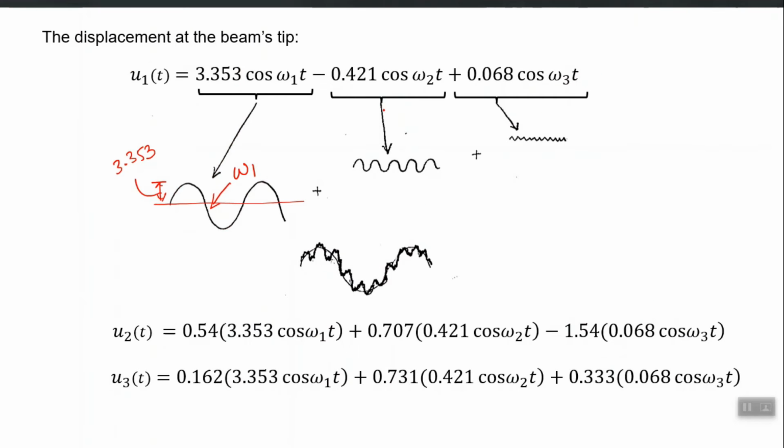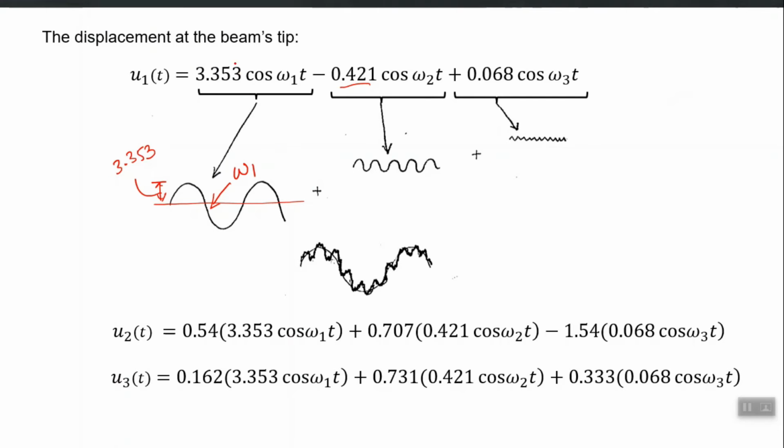Similarly, let's plot the second term, which has an amplitude far less than the first, 0.421, and a frequency of omega 2. Omega 2 is higher than omega 1, so for the same duration, we will have more cycles, but the amplitude will be lower. The third term will have a frequency omega 3 and an even lower amplitude. If there were a fourth mode, it would have an even higher frequency and an even lower amplitude.